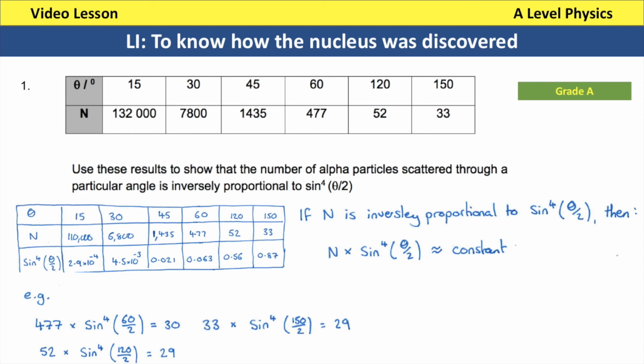Doing a third value, I've decided to do theta as 150, so that means I'm doing 33 multiplied by sine to the power of 4 of 150 over 2. That again comes out as 29. So now that I have three pairs of values that are giving me the same constants, I can then conclude quite confidently, of course, that n is indeed inversely proportional to sine to the power of 4 of theta over 2.